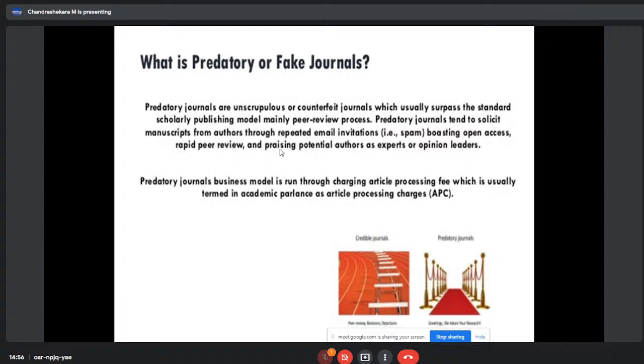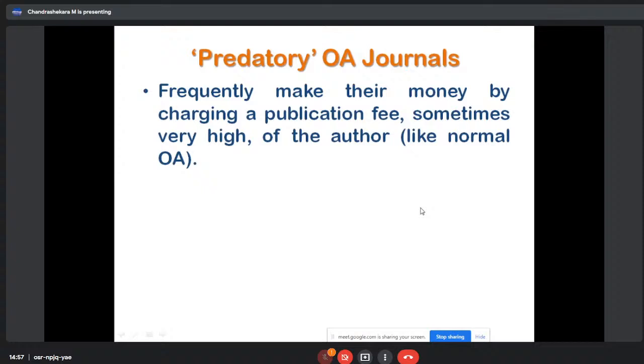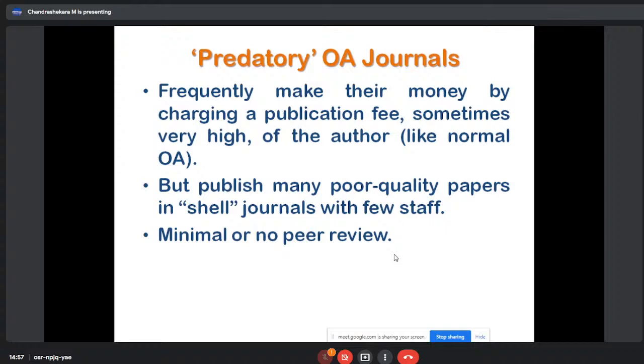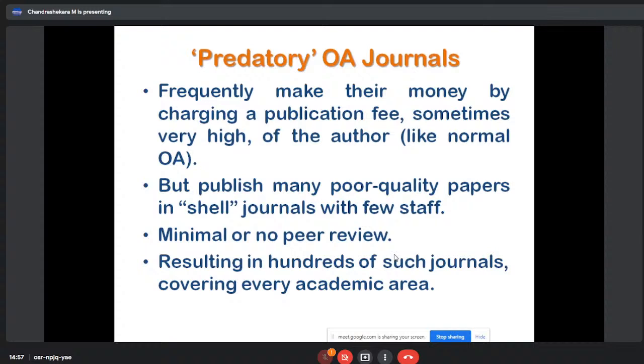Frequently they make their money by charging a publication fee, something very high, of the author, like normal OA article processing fee. It means they are collecting from the authors. Sometimes it is coming to your mail: we are publishing your article, we have an experienced team, a well developed team, everything, because you have to pay for publication. Within 15 days we will publish, within 2 days we will publish your article, or immediately we will publish.